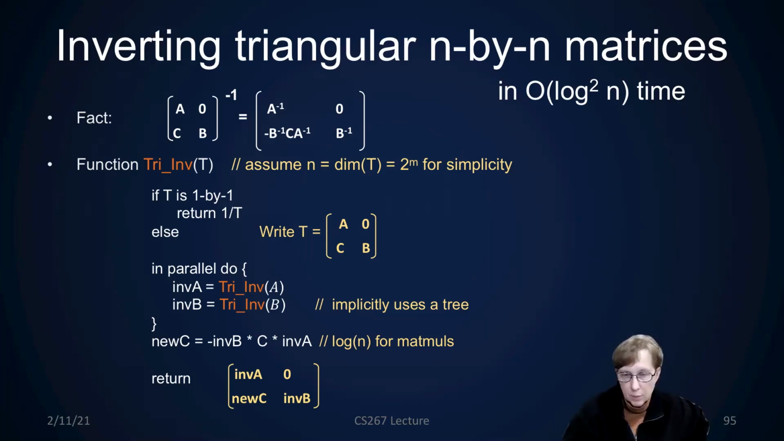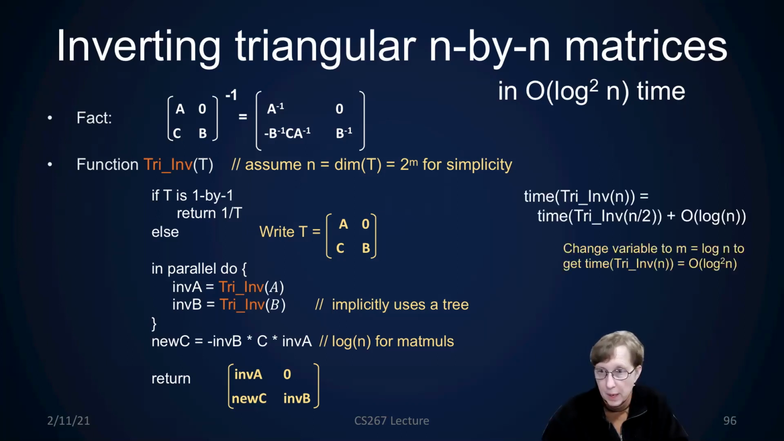And we take minus the inverse of B times C times the inverse of A, and this is going to be logarithmic time because these are matrix multiplies, and they're n/2 size matrix multiplies. And once we've got C prime, then we're going to just return the matrix: inverse of A, 0, C prime, and inverse of B.